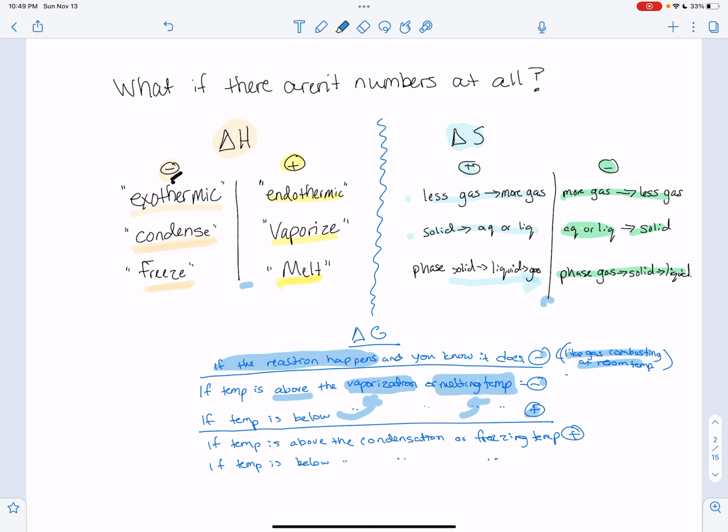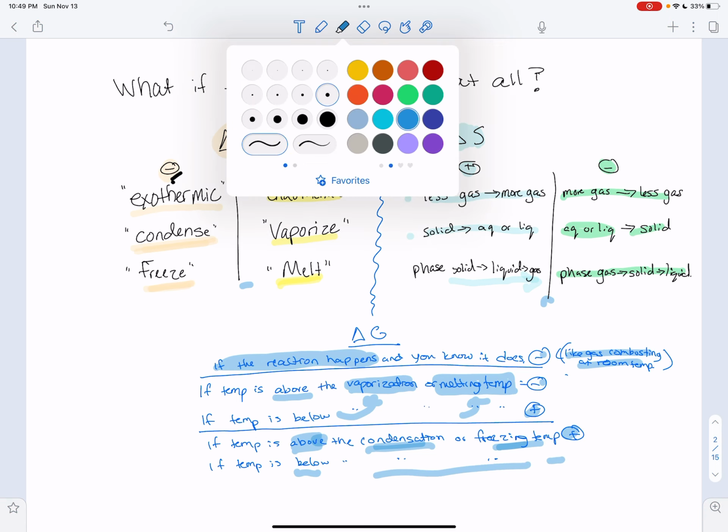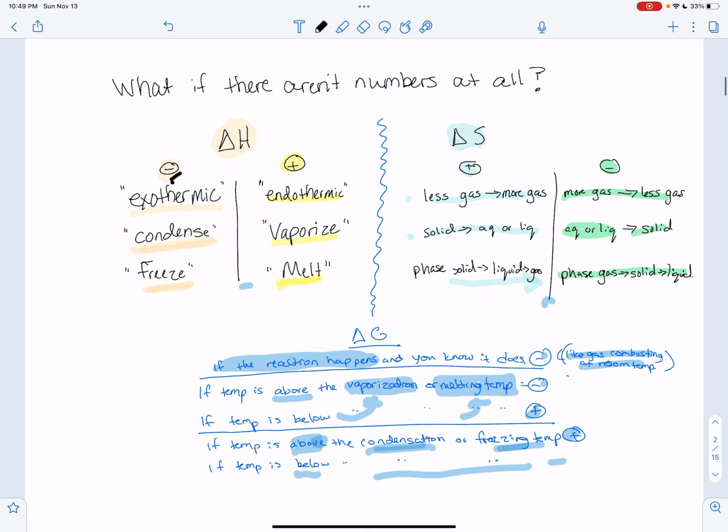And then finally, if you look at condensation or freezing, that's going down, going closer and closer together. If you're above those temperatures, like if it's 25 degrees out and you think, I'm going to freeze some ice right now, you know that's not going to happen because the temperature is above those points. And likewise, if it's below those, you expect that to happen. That's how you can think through what you know and understand to get these signs without having any numbers at all.